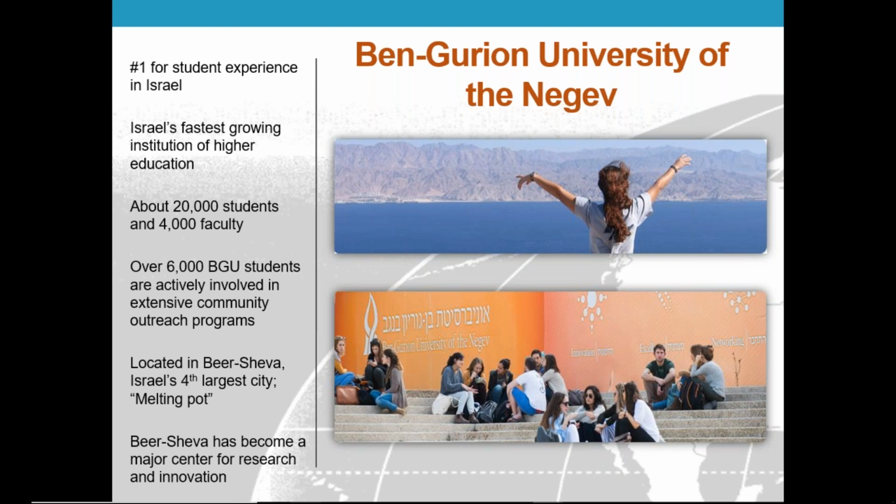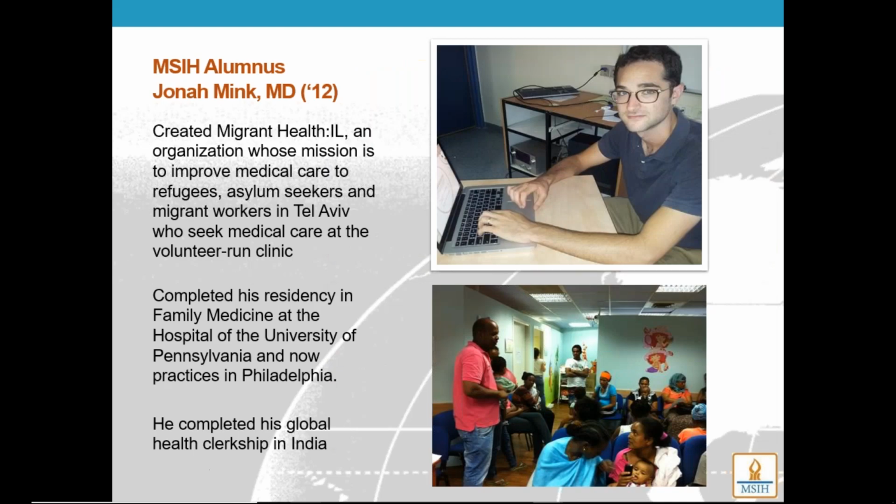BGU is the fastest growing university in Israel with about 20,000 students. It's been rated #1 by undergraduates for student experience in Israel. So I would say, if your thoughts on what a typical college campus is in the US, Ben-Gurion University is Israel's closest thing to that. It's really a typical campus life. BGU is an exciting, top-notch university in a vibrant college city.